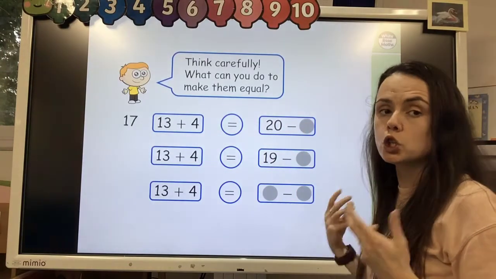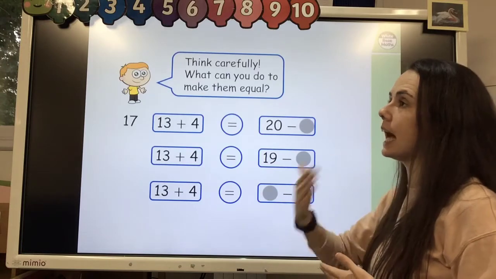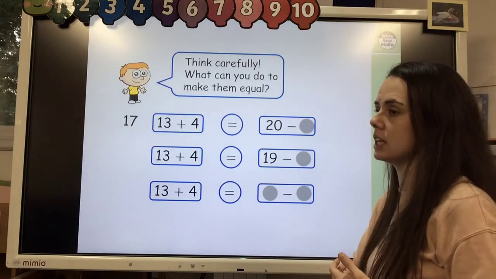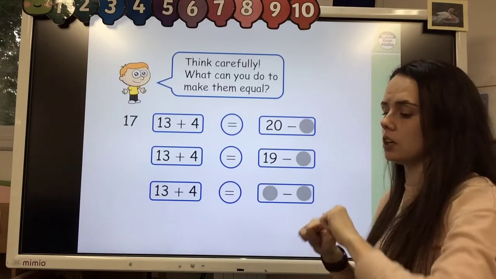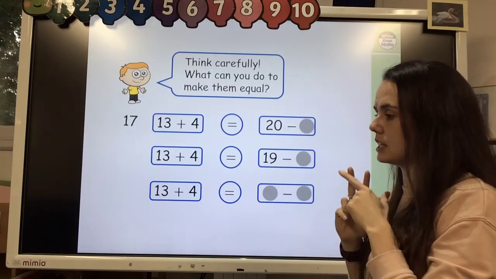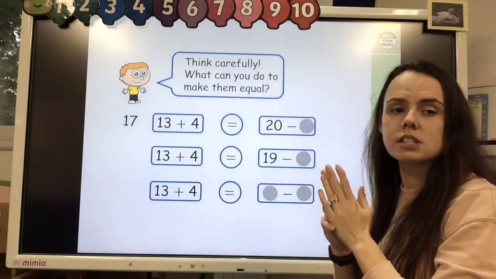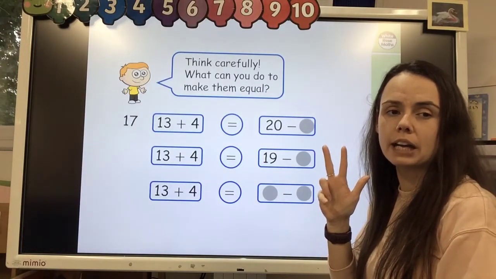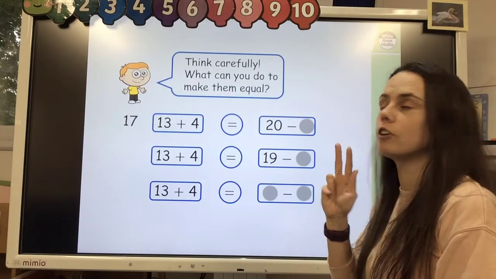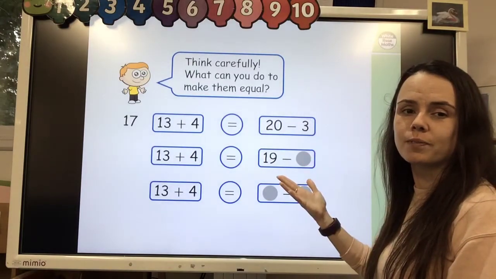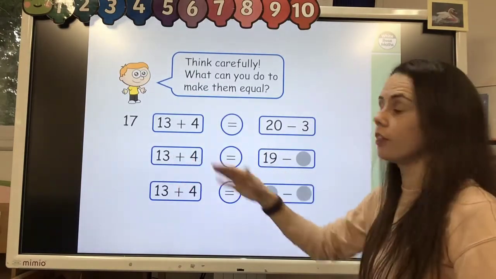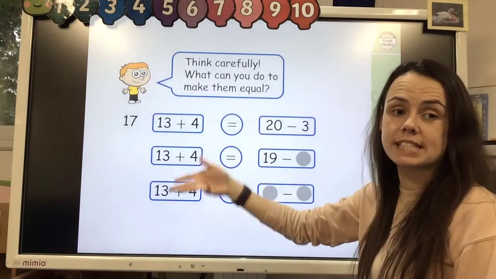So we've already got 20. Now I need to count back to get to 17. So put 20 in my head and let's count back. So 20, 19, 18, 17. We've got to 17. How many did I count back? 3. So this answer must be 3. Well done. This time we've got 13 add 4 again, which is 17.